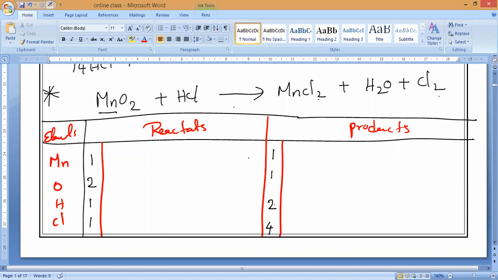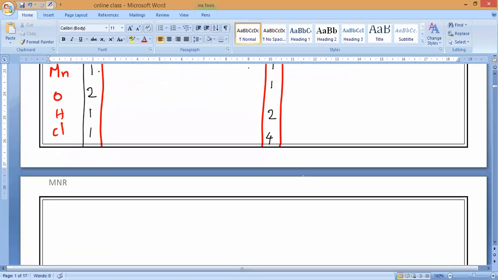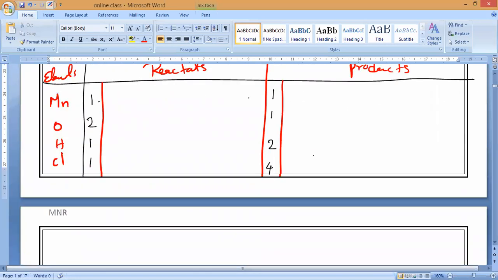So first of all, manganese is 1 and 1, balanced. Now oxygen, here 2 and here 1. So how will we balance it? Which side, product side or reactant side? Product side, no change on the reactant side. So the product side 1 becomes 2. So which number do we have to multiply with? 2.